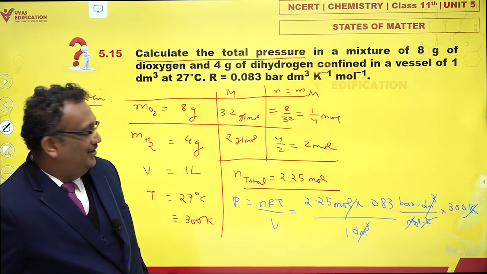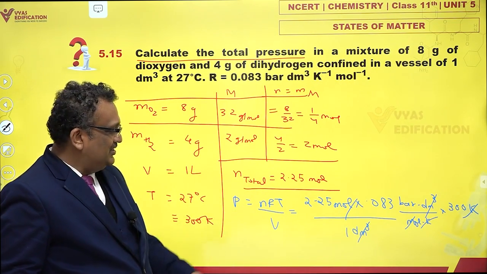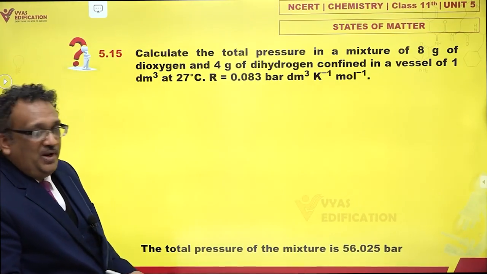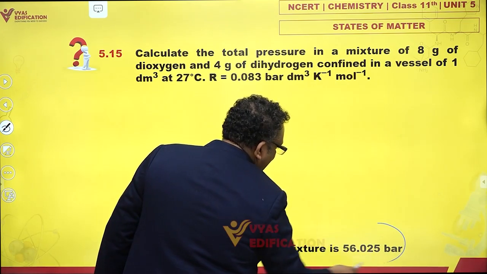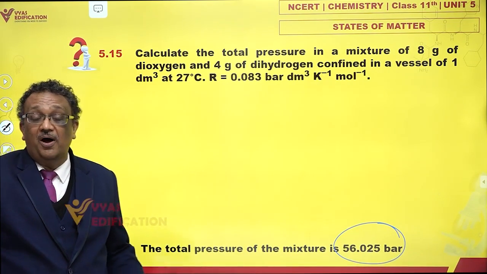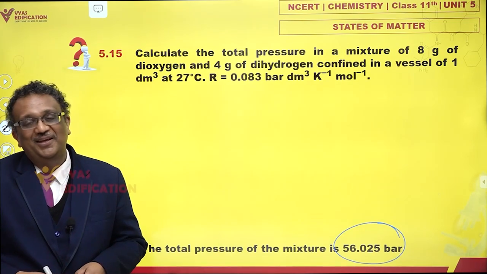Fascinating. The ugliness itself is fascinating, but not very ugly, no big division, just one multiplication. You multiply and what we get is 56 bars. Roughly 56 bars of total pressure would be there.